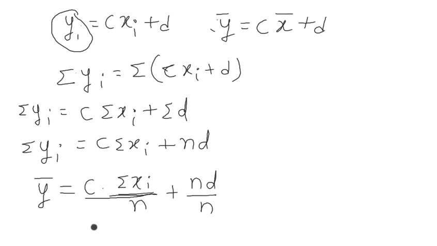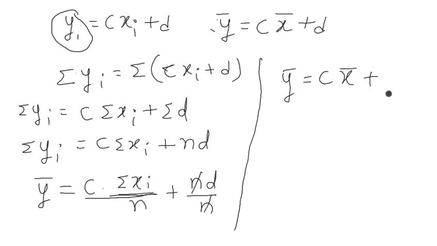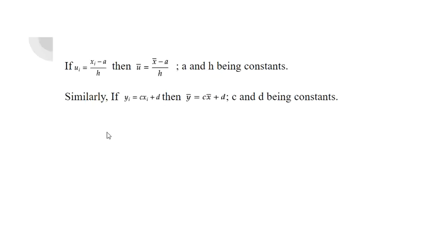So summation of xi upon n is nothing but x bar, and n will get cancelled, so d. So y bar is equal to c x bar plus d. So from this statement we got this statement, that is, if yi is equal to c xi plus d, then y bar is equal to c x bar plus d. This is the way we have proved that statement.